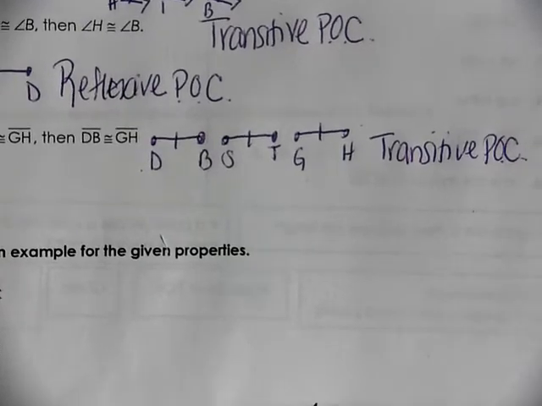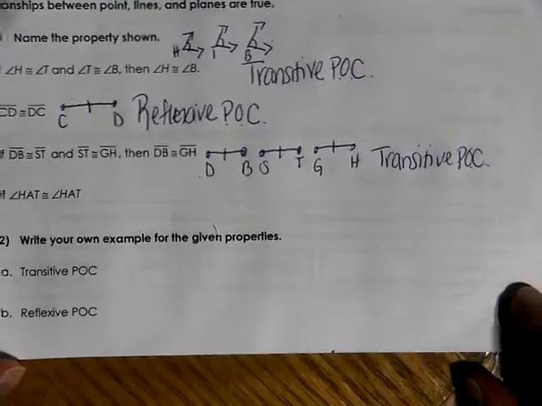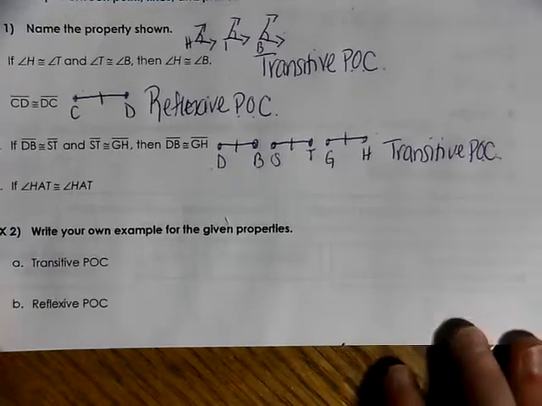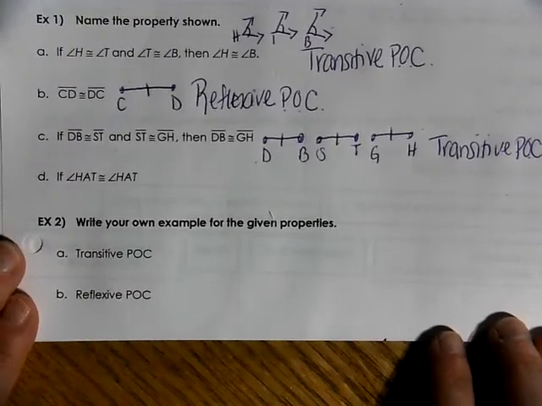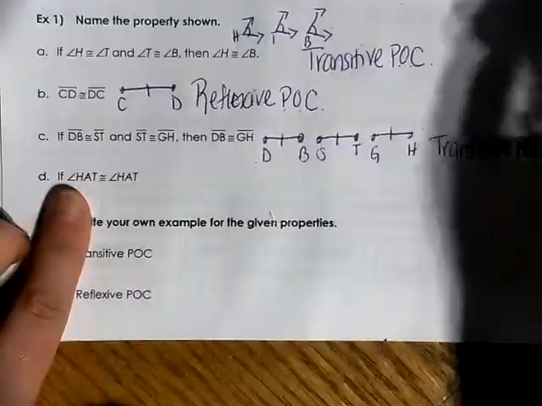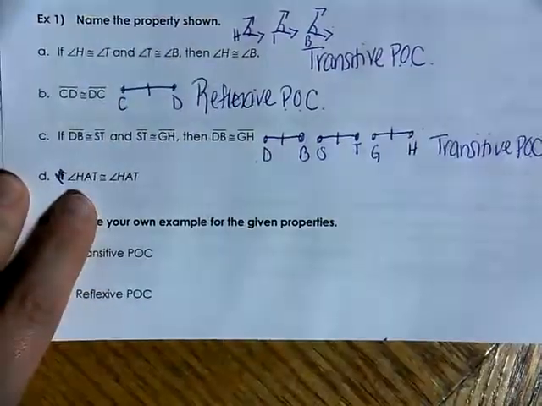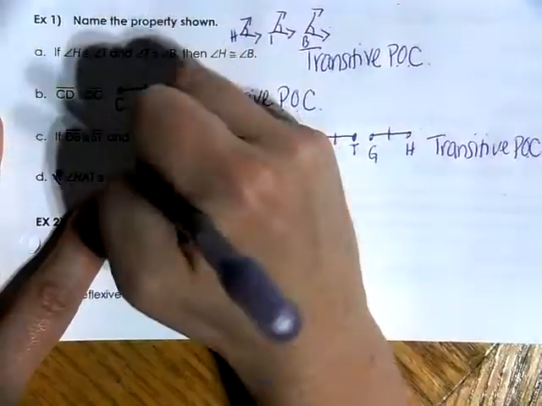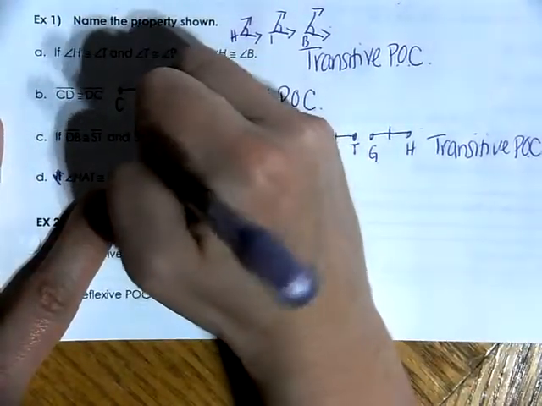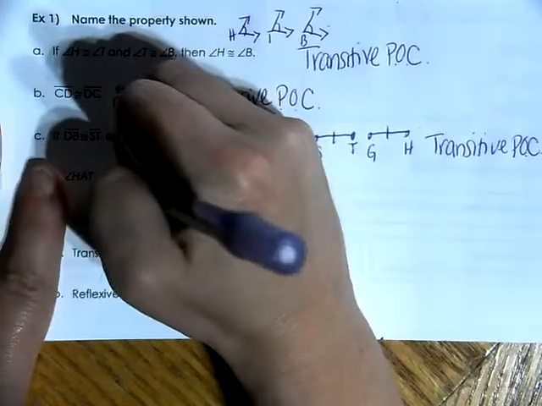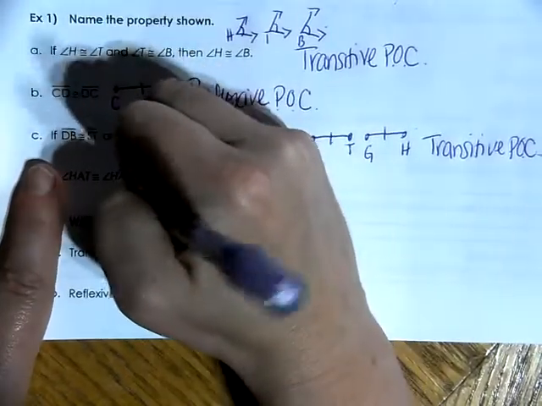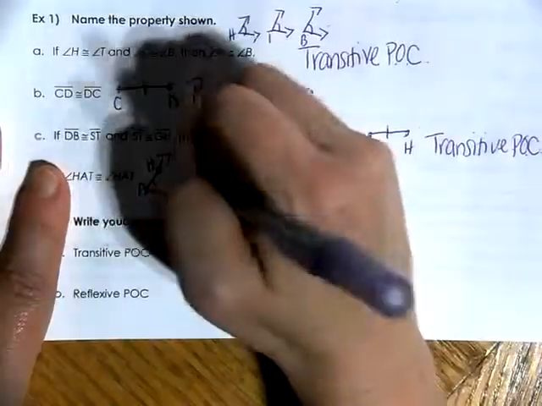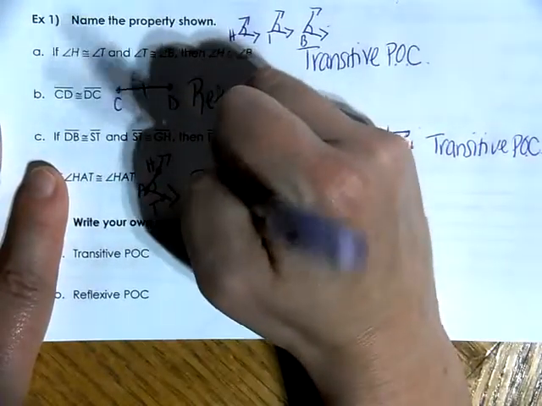There are three pieces of information, one being the connector piece, and this is the triangle property, essentially. We have angle HAT is congruent to angle HAT. If we were to draw what angle HAT would look like, this is a quick sketch. Angle HAT is congruent to itself. Once again, this is a reflexive property of congruence.